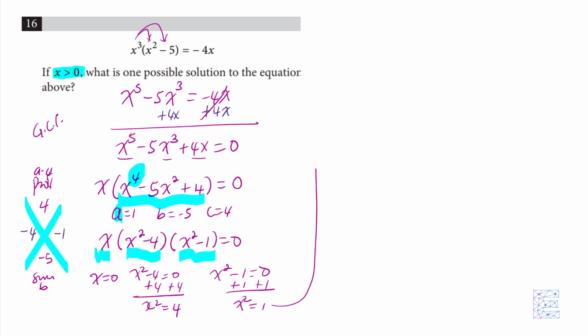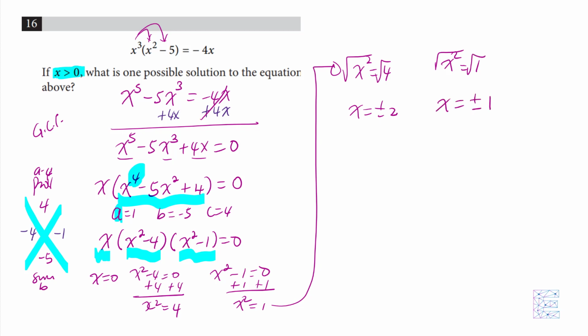Since we're running out of space, let's move this up here. So x to the 2nd equals 4 would need to be square rooted. So x equals plus or minus 2. And x to the 2nd equals 1 also needs to be square rooted to get x by itself. And then x equals plus or minus 1. And we also had a third one, which was x equals 0. But remember, the question said x must be a value that is bigger than 0. So that means we have to go with x being either a 2 or x being a 1.